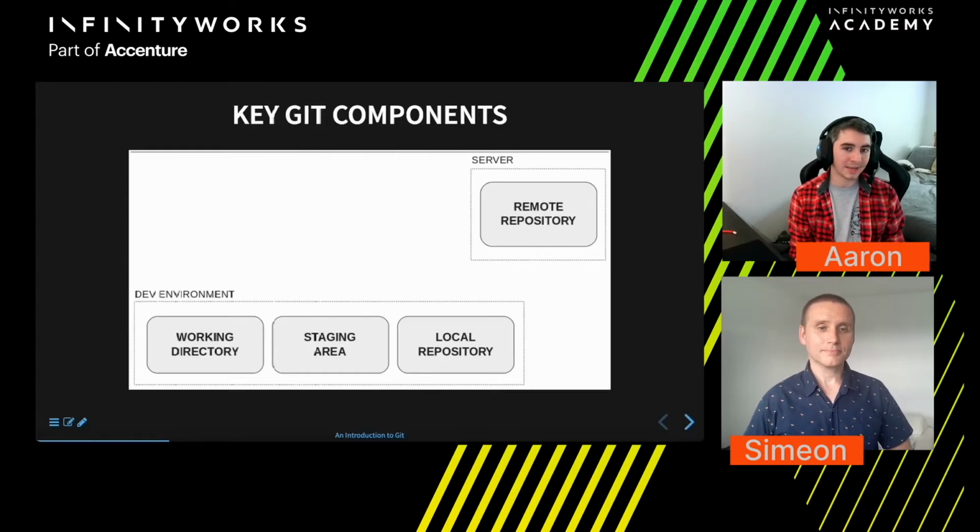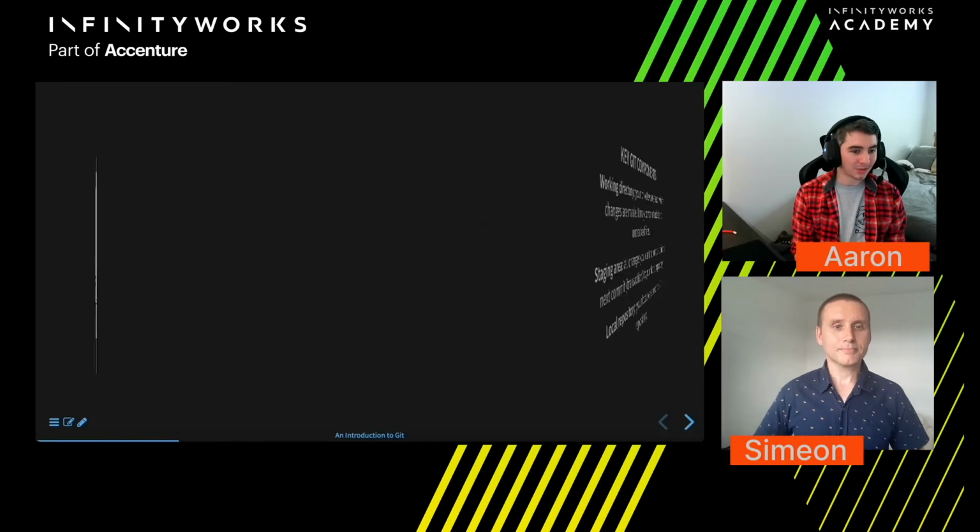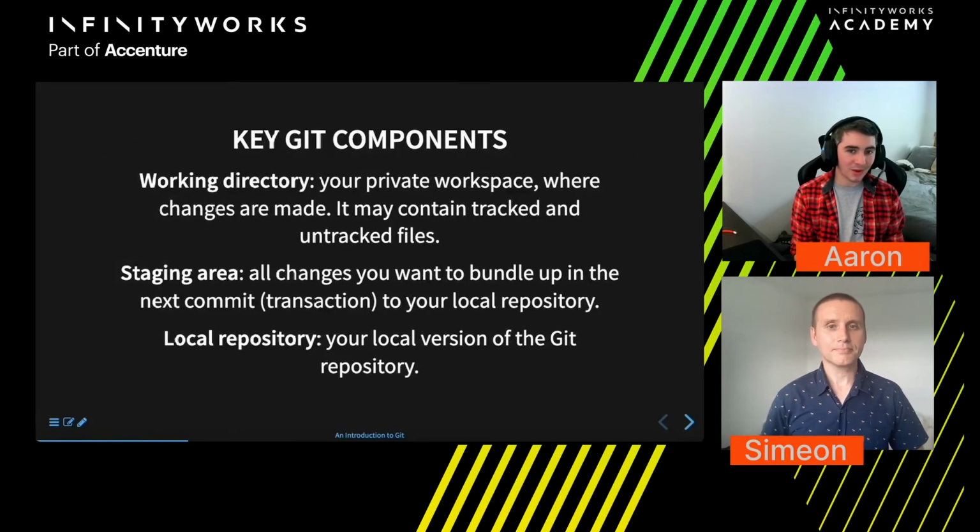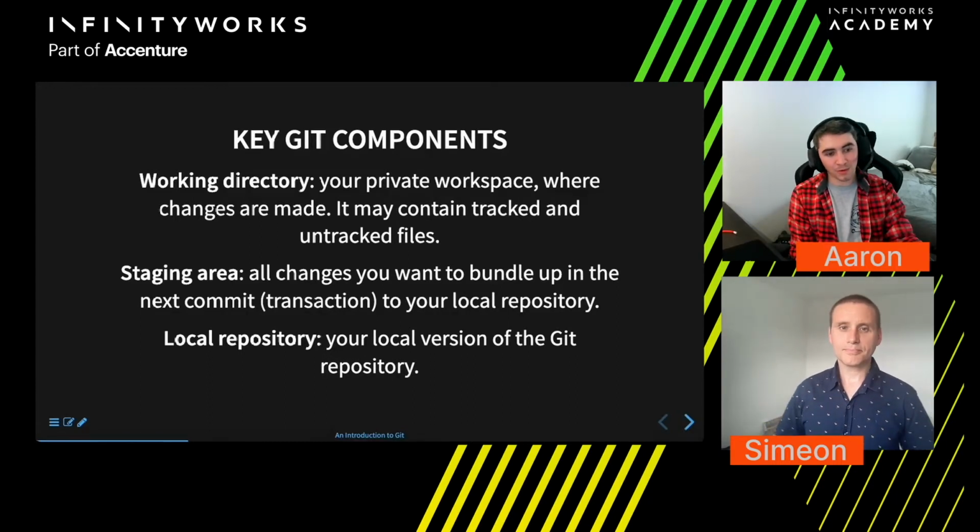Your working directory is where you're actively changing the code to see what works. Am I writing it the right way? And once you think, yep, this is pretty much working, it will move from the working directory into the staging area. This is where all the changes are bundled up, and they'll become a commit or a transaction. And that commit is what moves it from the staging area into the local repository.